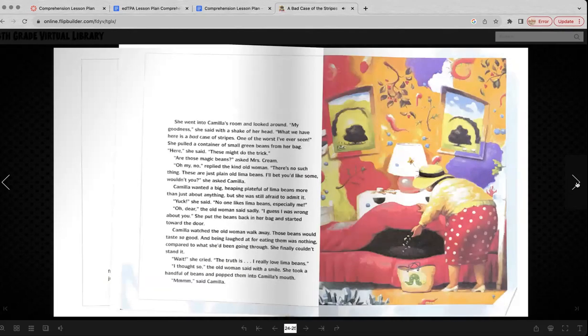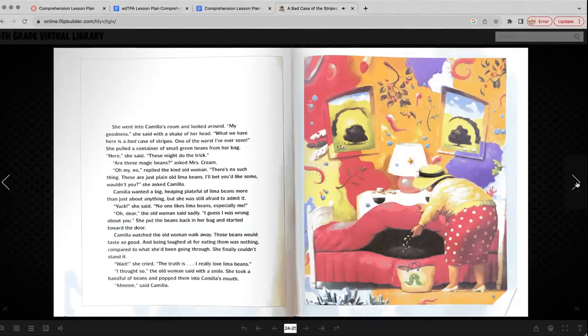Yeah, maybe. She went into Camilla's room and looked around. My goodness, she said with a shake of her head, what we have here is a bad case of stripes, one of the worst I've ever seen. She pulled a container of small green beans from her bag. Here, she said, these might do the trick.